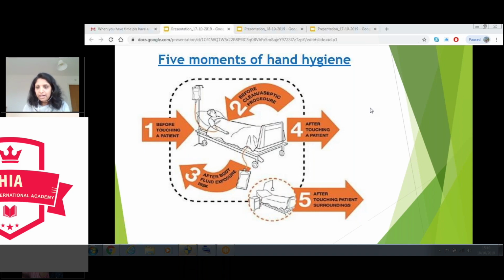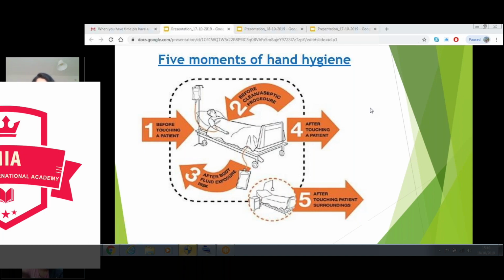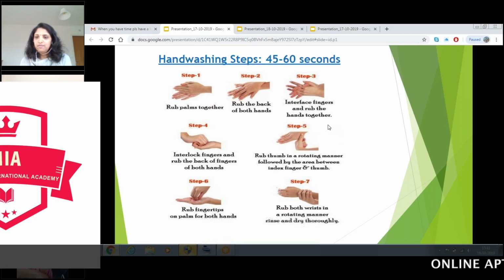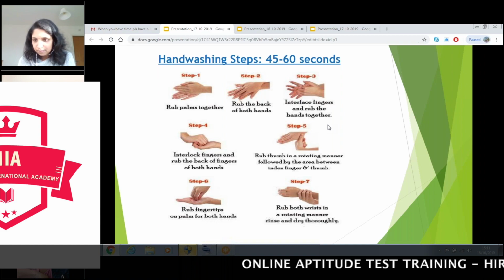Body fluids like blood, urine, vomitus, any secretion, saliva or anything like that. Then after touching patient surroundings. So there is an order for that. Could you please explain how the hand washing should be performed? What's the timing? First of all, time.